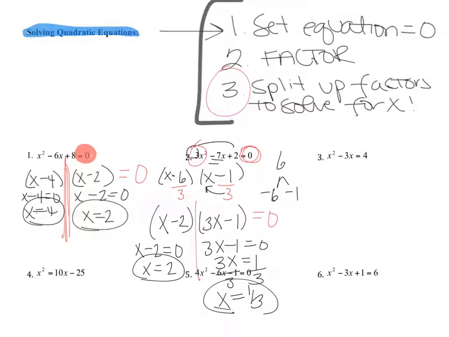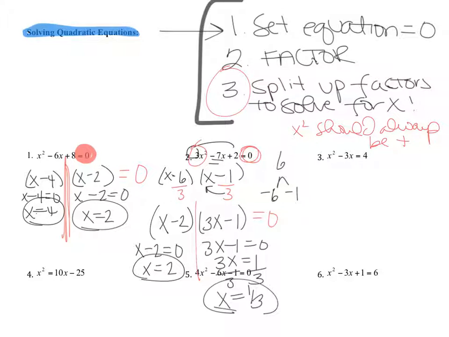Number 3. Just by looking at number 3, how do I know I have to factor this? Well, because I have an x squared and an x. So I have to follow my steps. Step 1, set my equation equal to 0. So piece of advice: whenever you're setting an equation equal to 0, x squared should always be positive. You might want to write that down somewhere. x squared should always be positive.